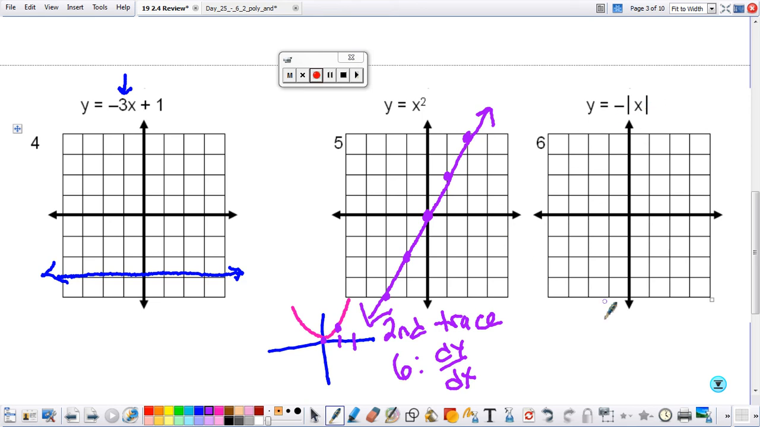Now for negative absolute value of x, that is a V-shaped graph opening down. And there's something very special about this. At the sharp point of the vertex, there is no derivative. It's undefined. So I'm going to have an open circle somewhere along 0 where this vertex happens. The slope on the left is +1. The slope is undefined at 0, and then the slope on the right side is -1. So there's the derivative graph of negative absolute value of x.